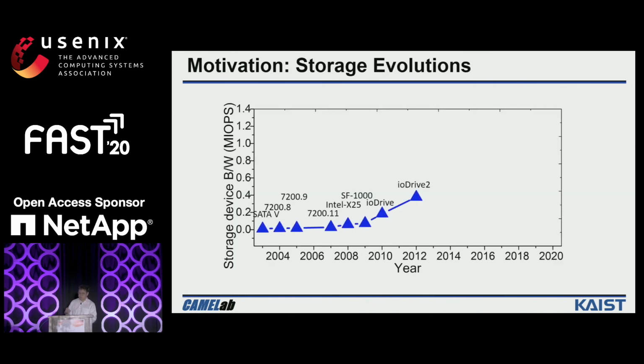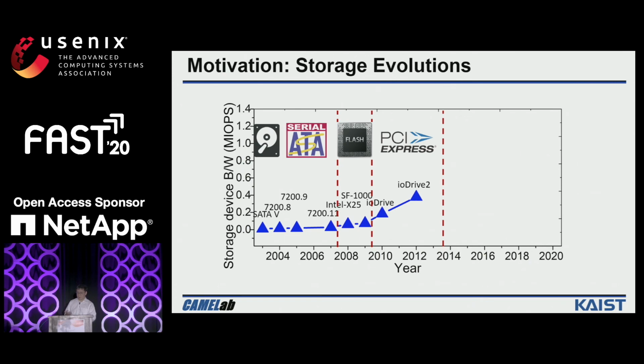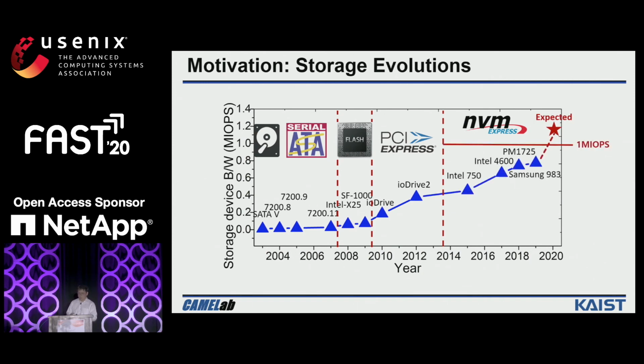The performance improvement of a storage device is driven by multiple key technologies. For example, the hard disk has been replaced by NAND flash. The SATA interface has been replaced by the PCI interface. And the latest trend is to adopt the NVMe protocol. It will allocate many resources for parallel access. We expect the performance of NVMe SSD can exceed 1 million IOPS. However, the real performance of the existing NVMe SSD is far from our expectations.